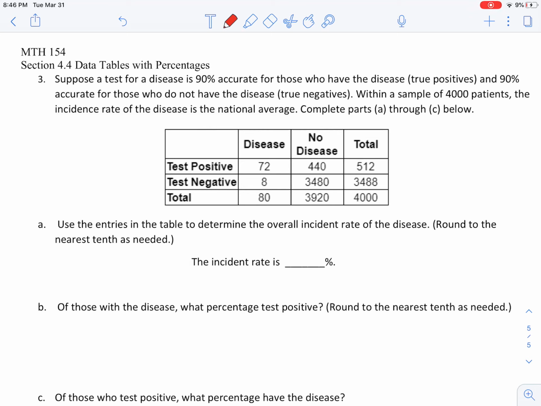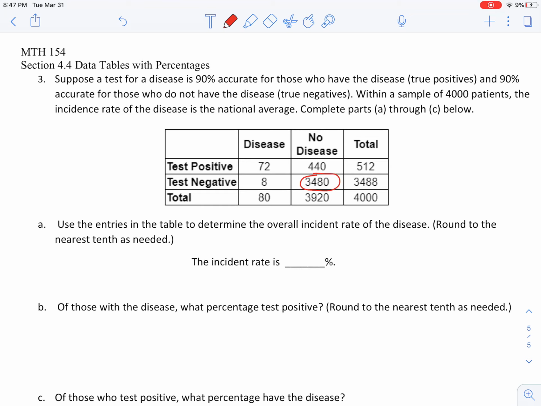Suppose a test for a disease is 90% accurate for those who have the disease. True positives. So this is bad because they have the disease, but at least their results came out true. Someone who has this disease is going home with the paper saying, "Hey, I have the disease." So this is called true positive, and 90% accurate for those who do not have the disease, the true negatives. Now, this will be the very happy case, right? You don't have the disease, you take the test, and the test comes out saying that you don't have the disease. So this is the greatest thing.